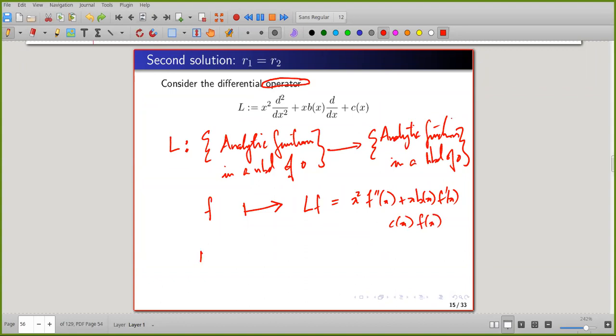Okay. So our aim is to find solutions to this equation L of f is equal to 0. Find f.